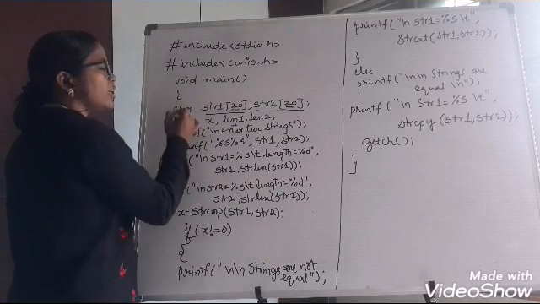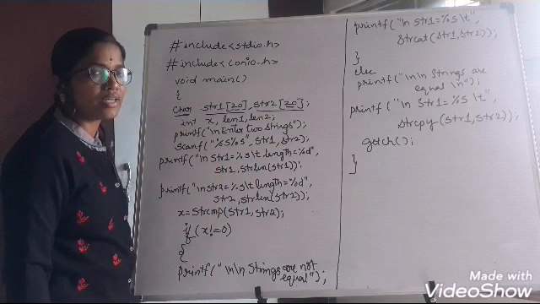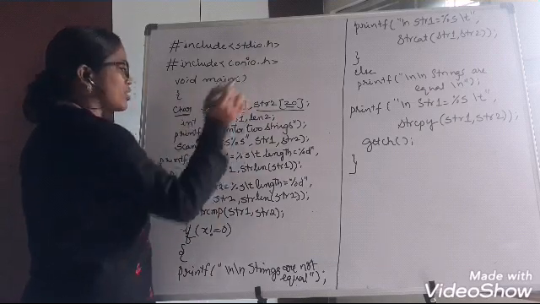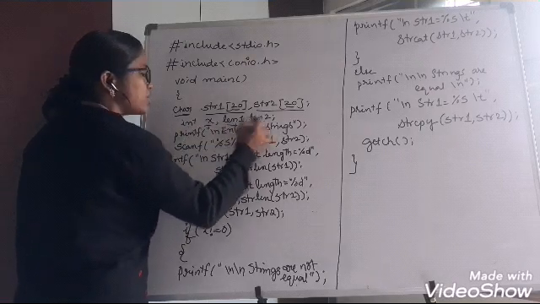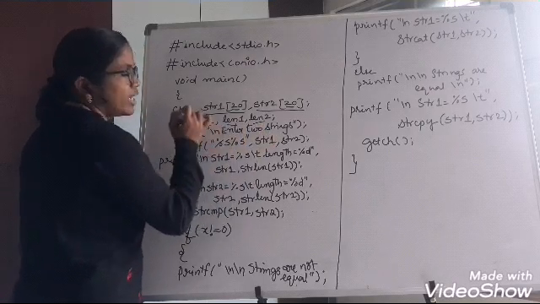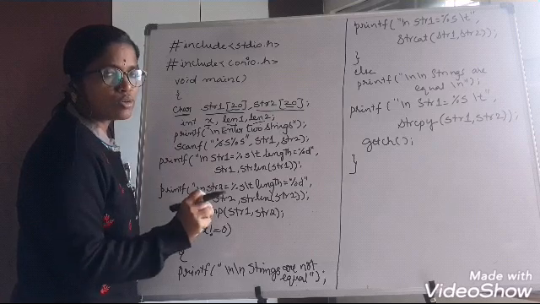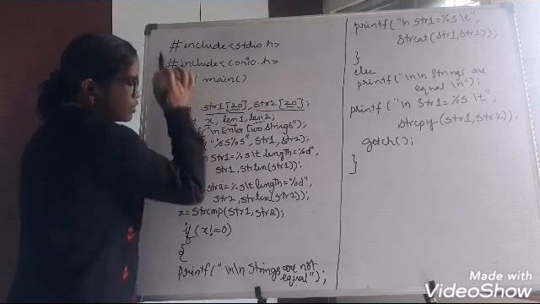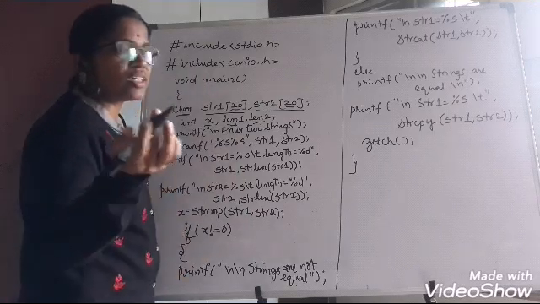So they are declared as character arrays, which are nothing but strings: string 1 and string 2. I have taken three more elements, length 1, length 2 and x. All three I am going to use in my program, so I am declaring them as three integers to the compiler.